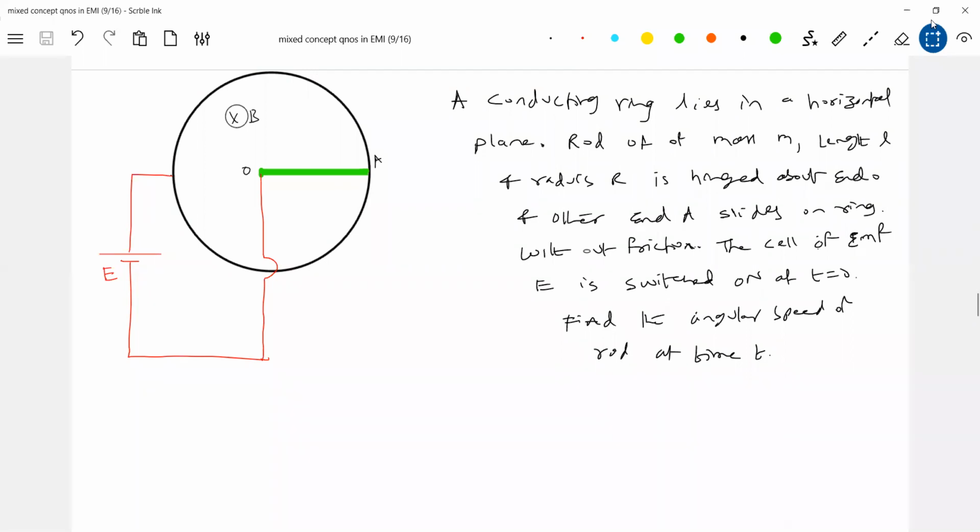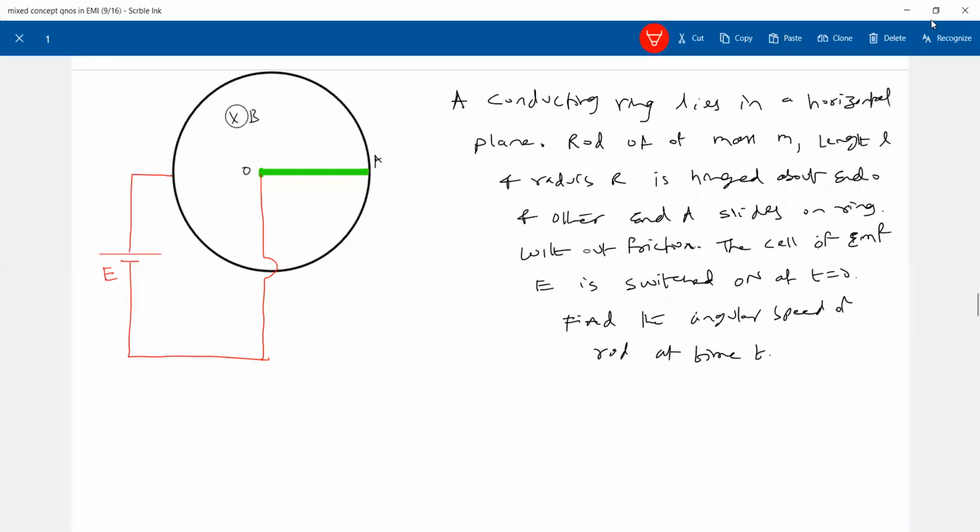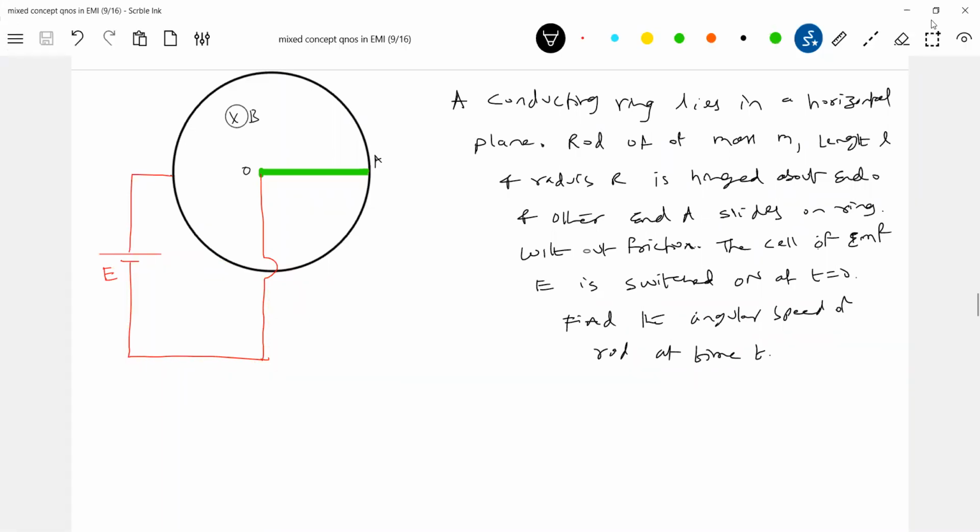So I'll do one thing. Length L, resistance R. Okay, take this one. Now get into the problem.